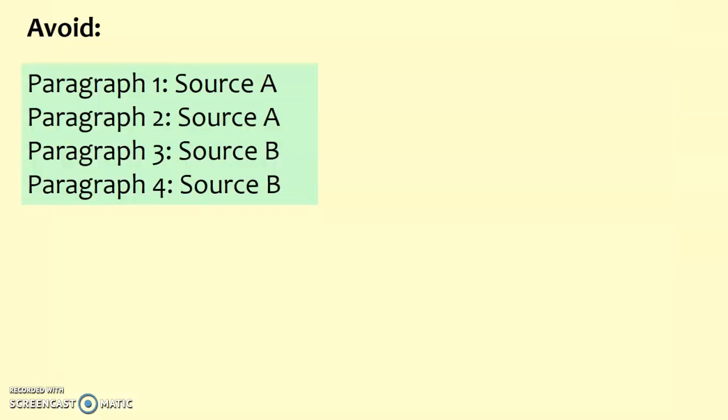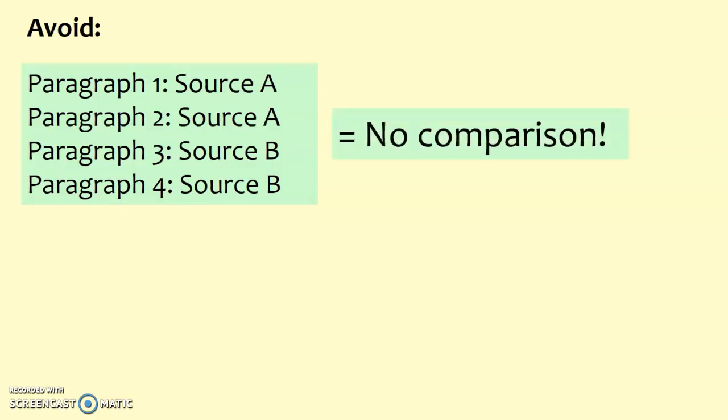Avoid this. Four paragraphs there: two about source A, two about source B. Why avoid that? Simply, there's no comparison going on there. If you literally just write about each text separately, you are not comparing. It may feel like you are because you're writing about both of them, but unless you're writing about both of them together, there's no comparison.